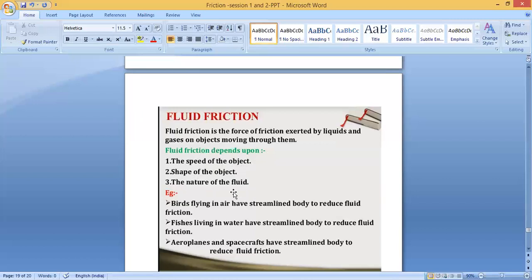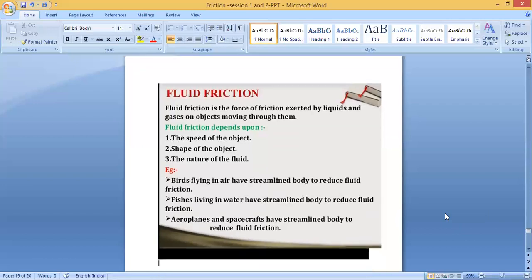So the fluid friction depends upon the speed of the object, the shape of the object, and the nature of the fluid. Clear? For that, examples they have given: birds flying in air have a streamlined body to reduce fluid friction. I told that just now. Same like fishes living in water have a streamlined body. Suppose the fish shape is square-like or rectangle-like, friction will be more. So fishes living in water have a streamlined body to reduce friction. Same like aeroplanes and spacecrafts have a streamlined body to reduce fluid friction. So these are the examples for fluid friction.